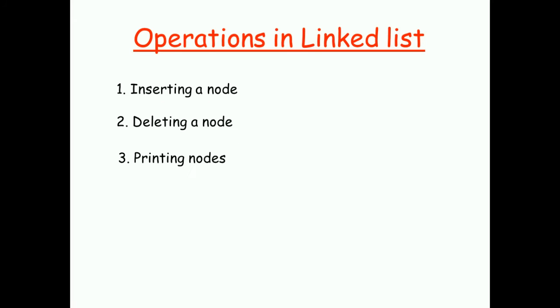So, what are operations in a linked list? What type of operations can we do with a linked list? We can insert a node, we can delete a node, we can print all the nodes, and many other things. Like we can reverse the list, we can print it in reverse. You can do those things on your own. After viewing this tutorial, I think all of you will be able to do all of these things.